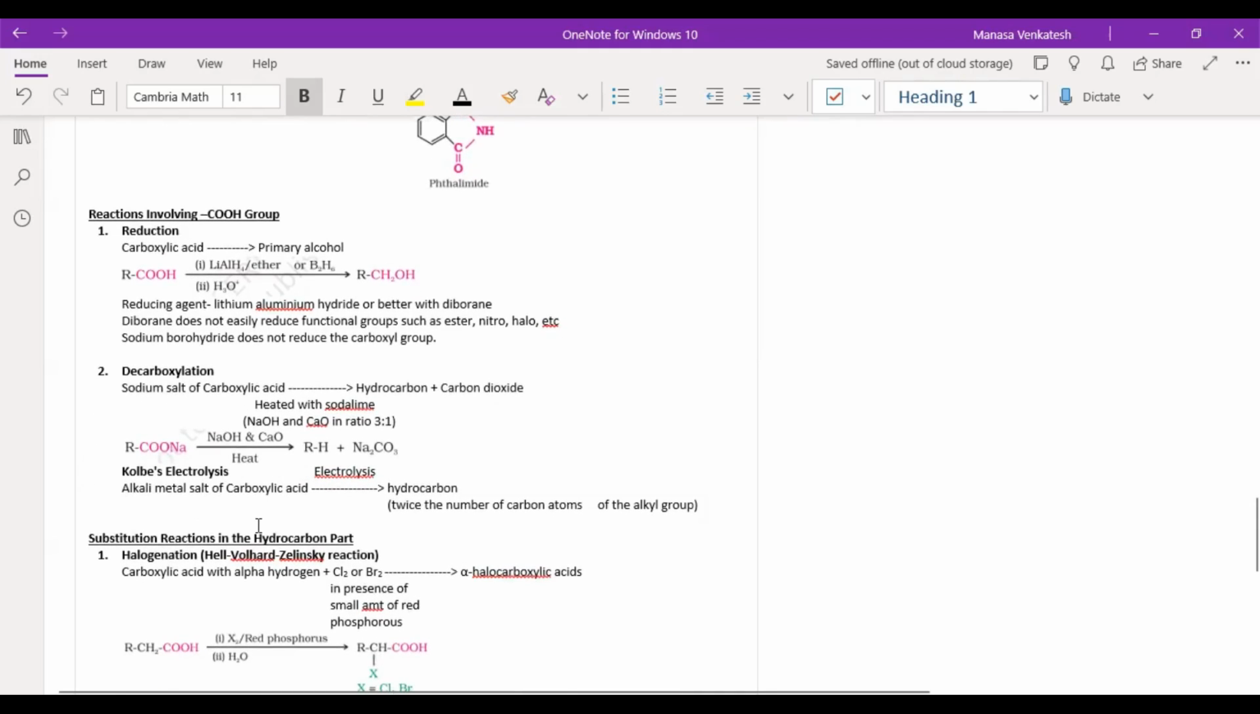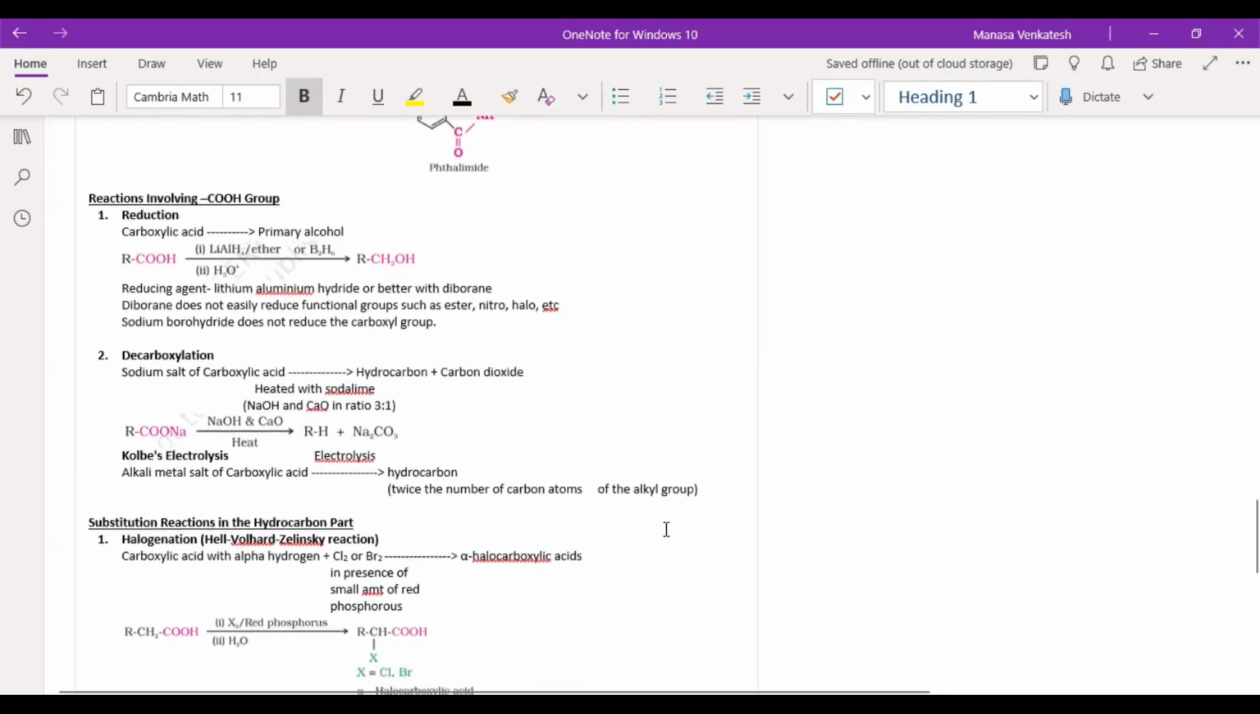Next, Kolbe electrolysis involves the alkali metal salt of carboxylic acid undergoing electrolysis to give us hydrocarbons. In this case, the hydrocarbon will consist of twice the number of carbon atoms of the alkyl group of the carboxylic acid. So it will form R-R as the product, that will be double the number of carbon atoms of the alkyl part of the carboxylic acid.